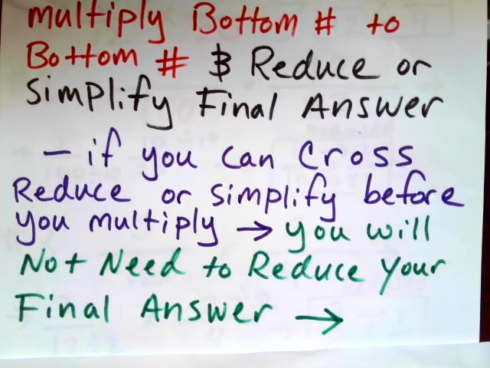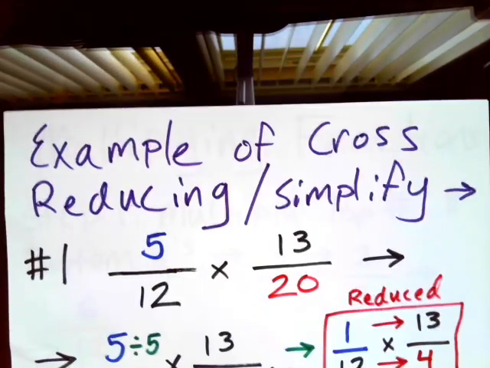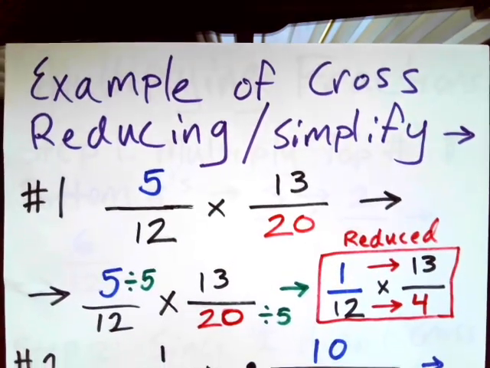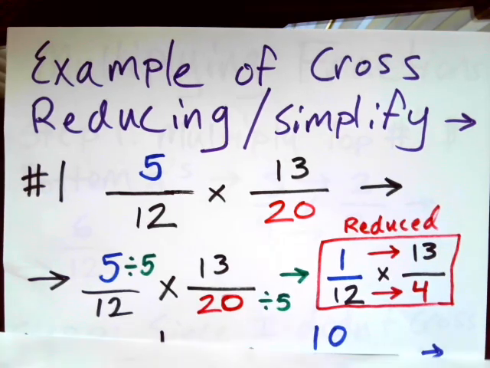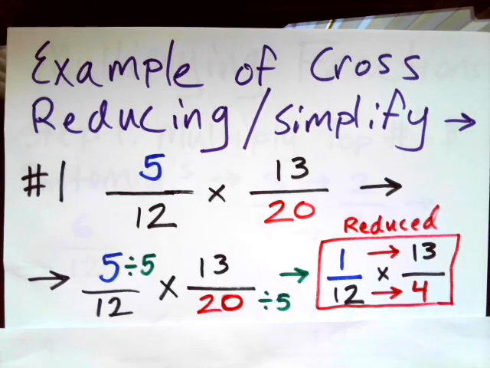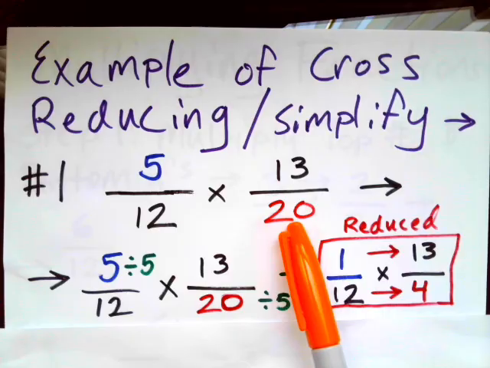I'm going to show you how to reduce the answers before you multiply, and then how you can reduce your answers after you multiply. So let's go ahead and get started. Here's an example of cross simplifying or cross reducing. As you can see here in number one, I'm just showing you how to reduce and put it into the form, as you can see here in the rectangle, where you would multiply top to top and bottom to bottom. So we have 5/12 times 13/20.